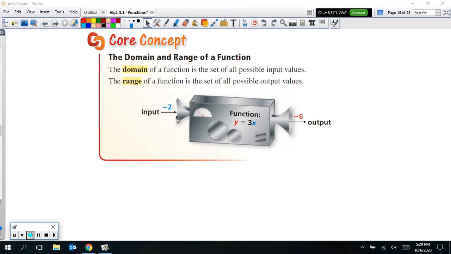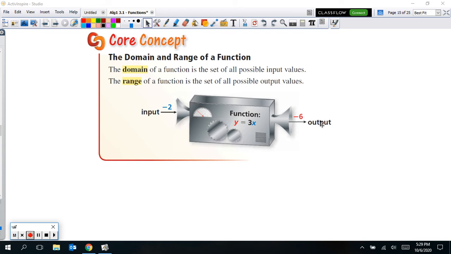Now the input is always your x number. You'd put that into the function, like right there, y equals 3x. And so if I put in a -2 right here, 3 times -2, that's the operation. I'm doing multiplication as the operation. It spits out the answer of -6. That's the y answer. The output is the y.